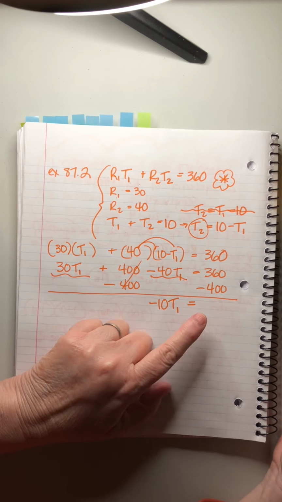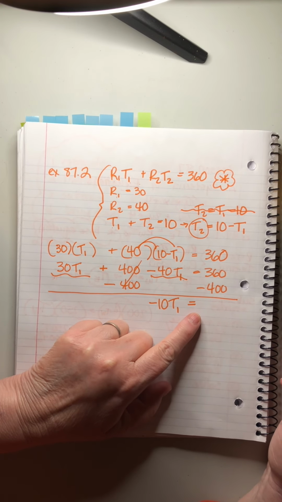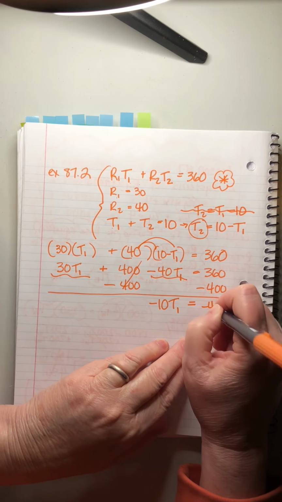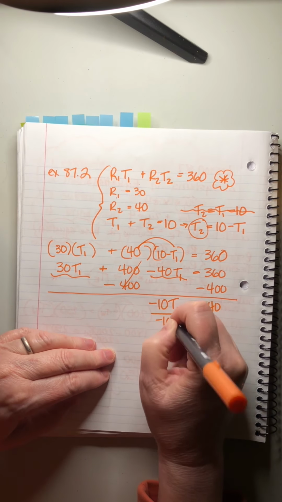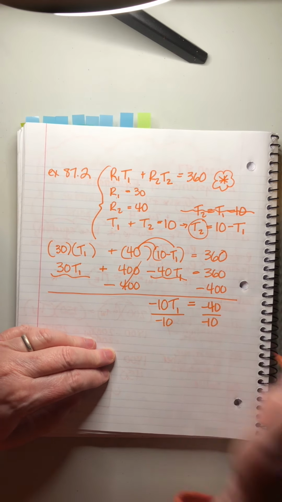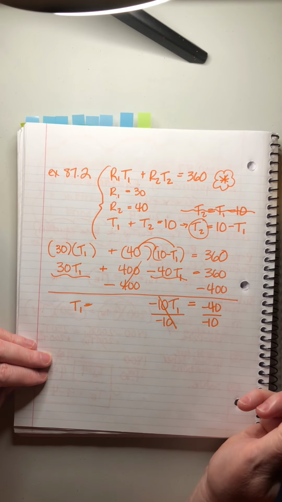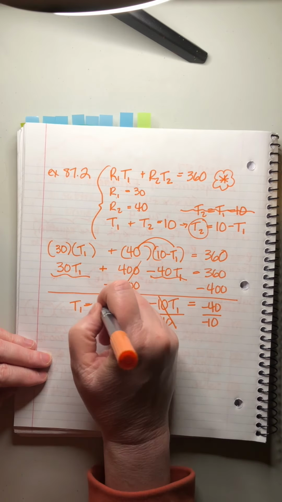360 minus 400. Yell really loud so I can hear you. What would the answer to that be? I'm listening. Louder, I can't quite hear you. Oh, right, minus 40. Good job. Okay, then we subtract by minus, or not subtract, we divide by minus 10. That's gone, and we get T1 equals, let's see, the number will be 4, and the sign will be positive.